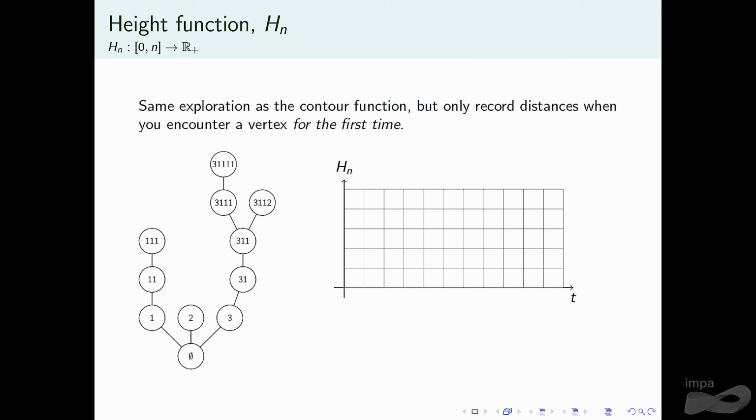The second one that I'll talk about, just because I use it a bit more often, is actually just an approximation of the contour function, where we do the same kind of exploration, but we only record distances when we encounter a vertex for the first time. Okay, so again, we start at the root, and we continue this exploration, but here, instead of going back down that branch, we proceed to vertex 2. And we continue in this way, and the exploration stops here. Okay, so this is the height function.